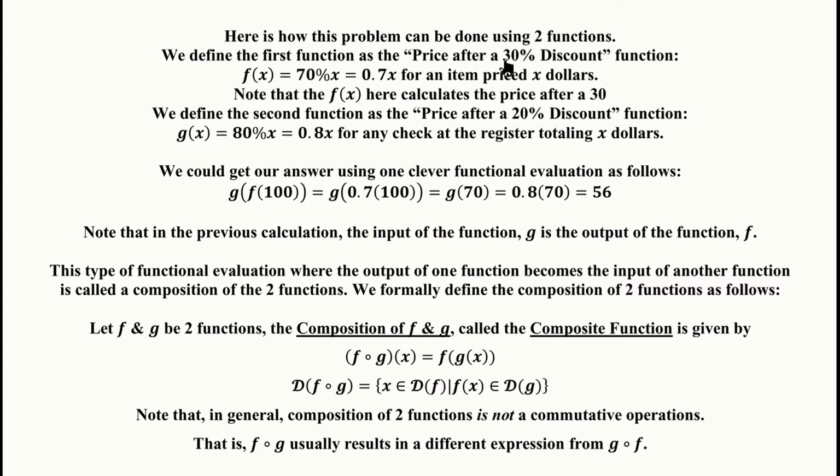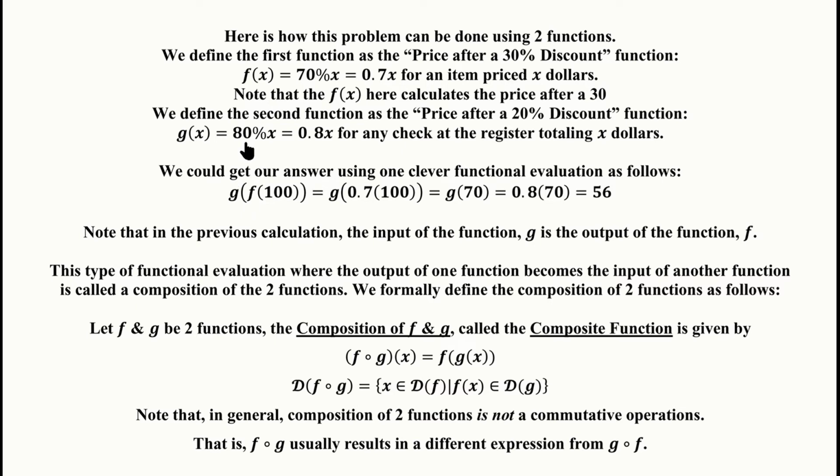it's been discounted 30%. Then we'll create another function, g of x, which you can call the price after a 20% discount function. So that one will be, of course, g of x equals 80% of x, which is of course just 0.8x for simplicity. This is the function that is being handled after this function has already been taken care of. So we could get the answer 56 that we found after several calculations with just one nice calculation.